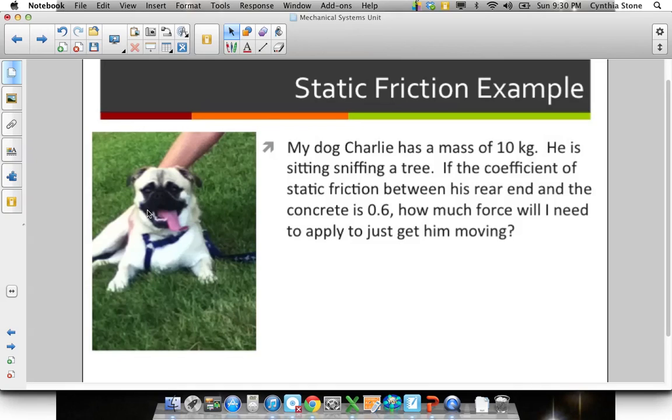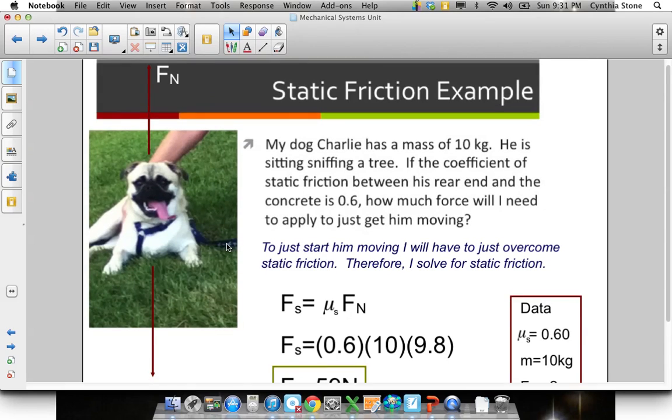He's sniffing a tree, and say we knew the coefficient somehow, some study I've done to determine the coefficient of friction between his butt and the concrete was 0.6. So say you knew that for some reason. Then just how much force would I need to apply? I'm dragging on his leash, say I'm pulling horizontally. How much would I have to apply to just get him started moving? And what I'm saying there is I need to know the coefficient of friction.